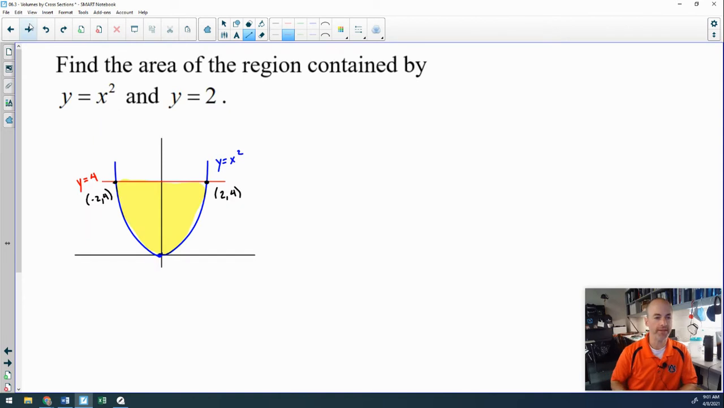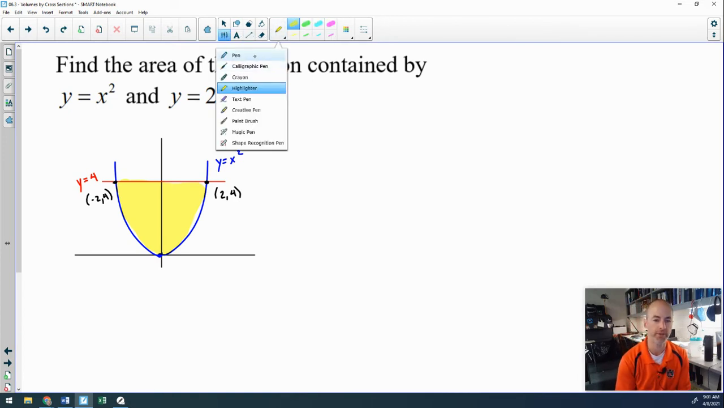So let's talk about how we would go about finding the volume of this. But before we do that, let's talk about area between curves, because the structure, the idea behind generating volume is very similar to the idea behind generating area. And so I want to remind you how exactly area is accumulated.